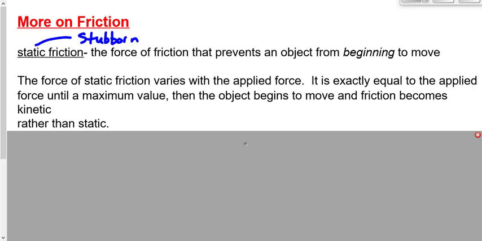It does what it needs to do until, you know what, at some point it just gives up. At some point it just says, oh, I can't beat this guy. He keeps pushing harder and harder and harder. I give up. I'm done. And then the object starts moving. But static friction is stubborn because it keeps doing whatever I do until a certain maximum point, and then it quits and lets me win.